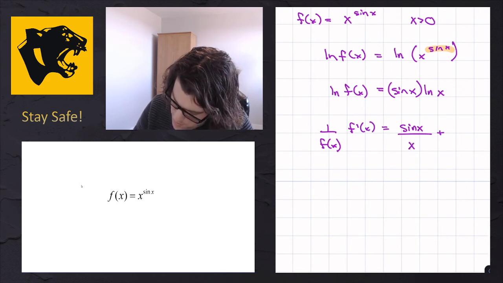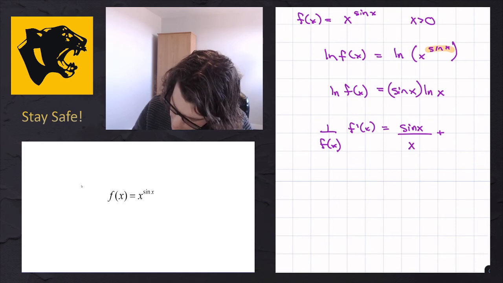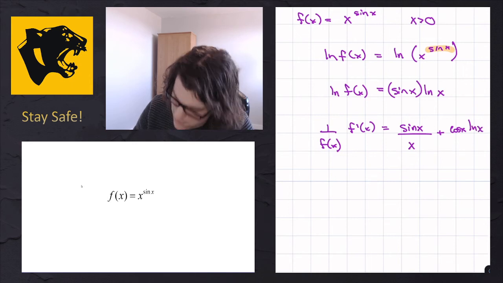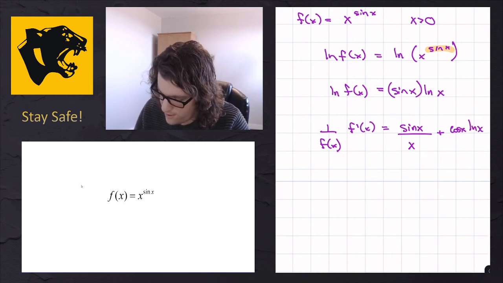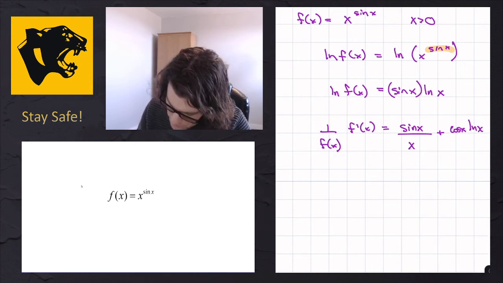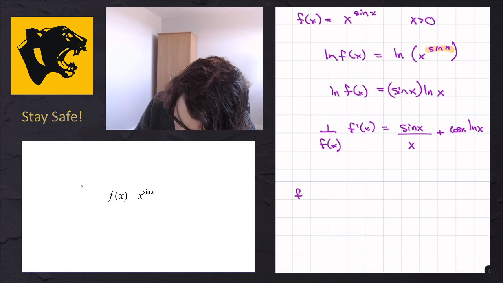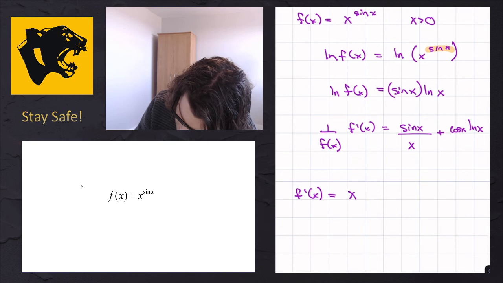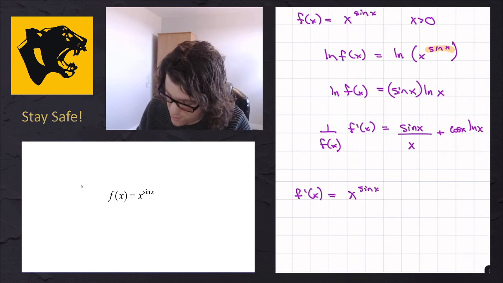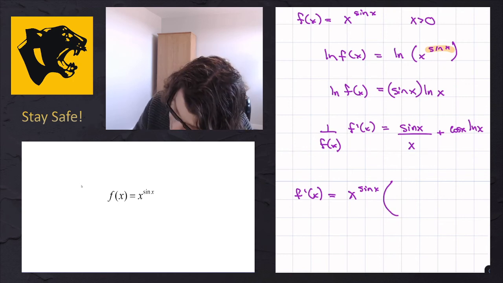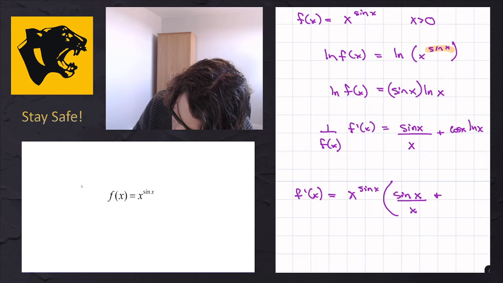Plus, for the other part of my product rule, I'm going to take the derivative of sine x, which is cosine x, and then times the ln x. That's going to be left alone this time. Now, just moving over the f of x piece, f of x is actually x to the power of sine x. I'll switch it back so I don't have to rewrite it one more time after I'm done, like I did last time. And so it gets sine x over x plus cosine x ln x.